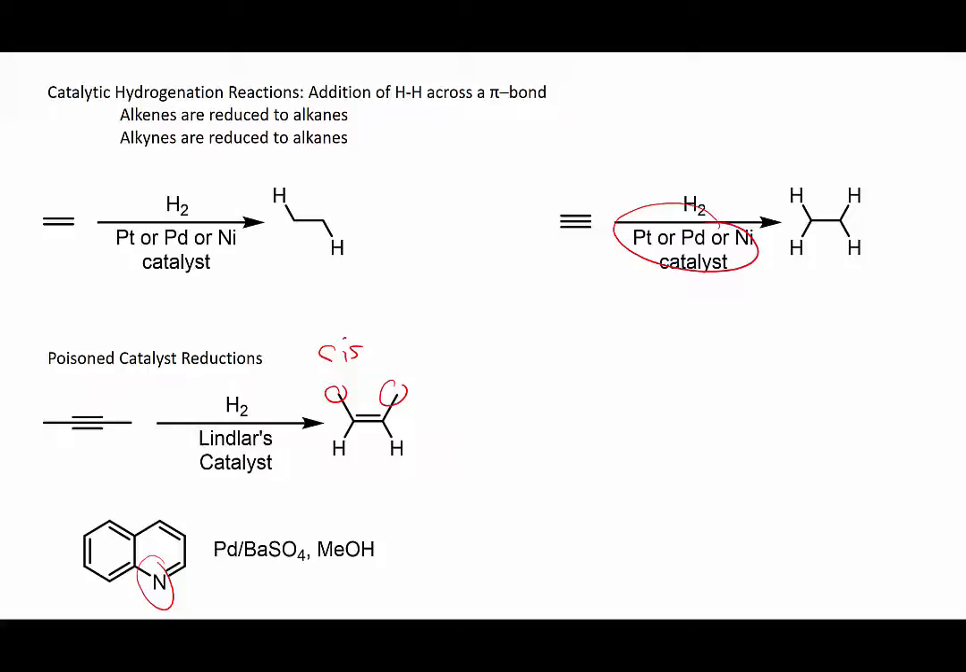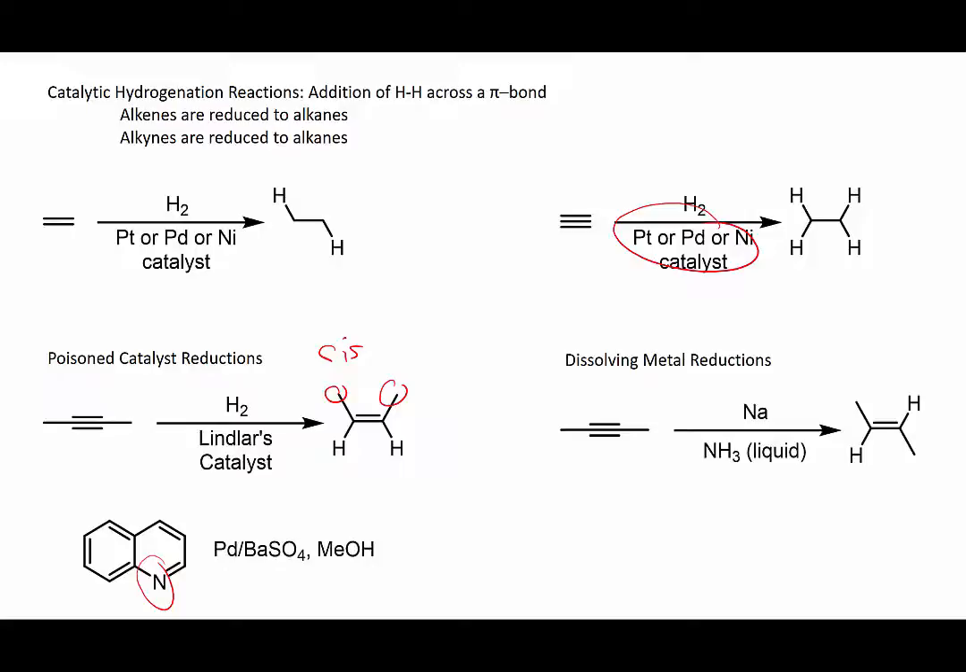Alternatively, if we didn't want a cis alkene, we could generate a trans alkene. We can do this with a dissolving metal reduction, where you take solid sodium metal and ammonia. This will end up generating the trans alkene instead of the cis alkene. This follows a radical mechanism that is beyond the scope of what we're talking about here.